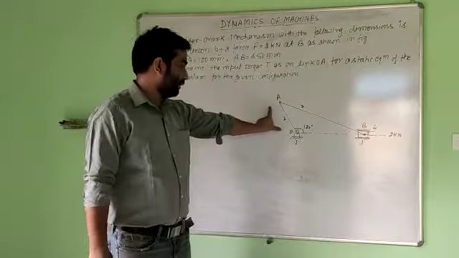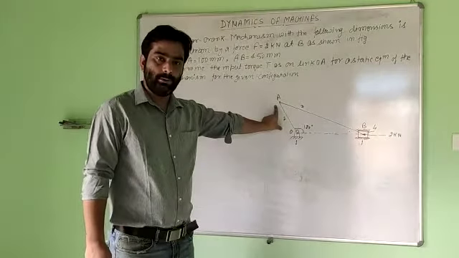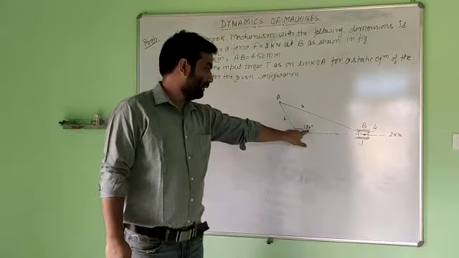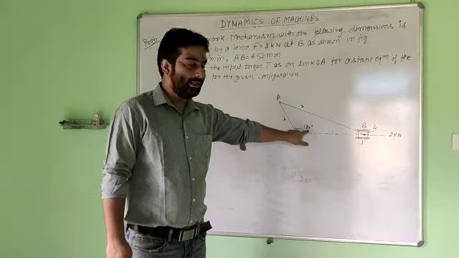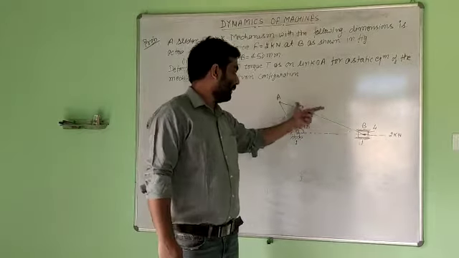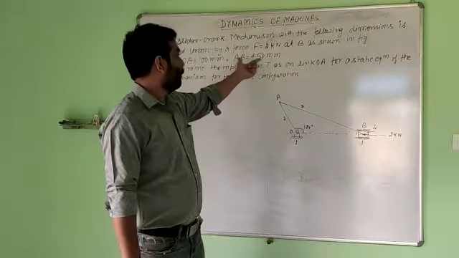At point B we are having a 2 kilonewton force. The dimension of crank OA is given: OA is 100 mm, and the configuration is given at an angle of 120 degrees. Then AB, the length of the connecting rod, is given as 450 mm.